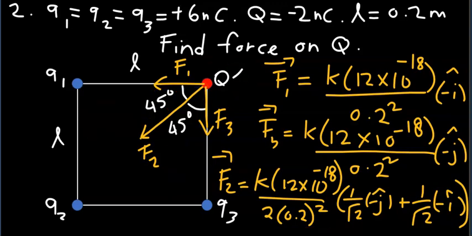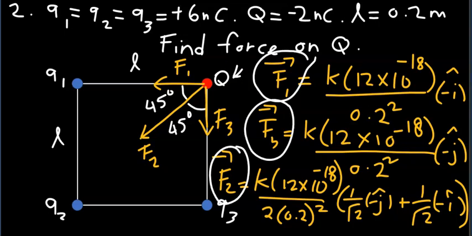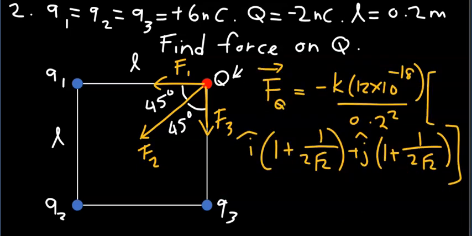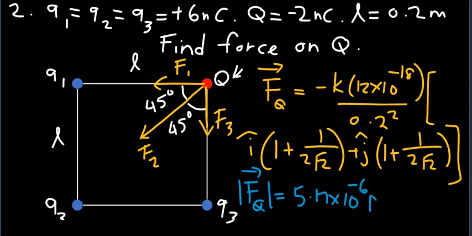So the net force on capital Q will be the result of adding F1, F3, and F2. Note, i will go with i and j will go with j, and the result will be the following. So in taking the sum of F1, F2, and F3, we have separated the i hat from the j hat terms. Since this is just a two-dimensional vector, we can compute the magnitude of this force, and that will give you 5.17 times 10 to the power minus 6 newtons.